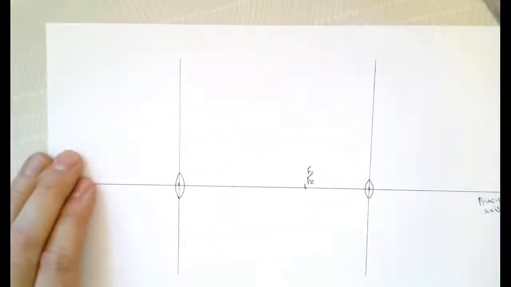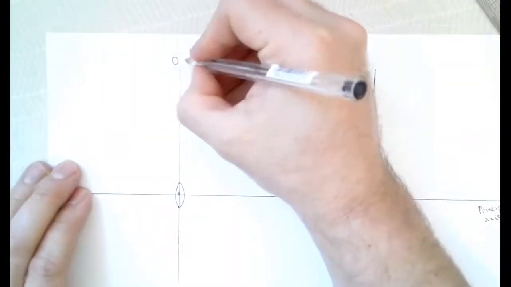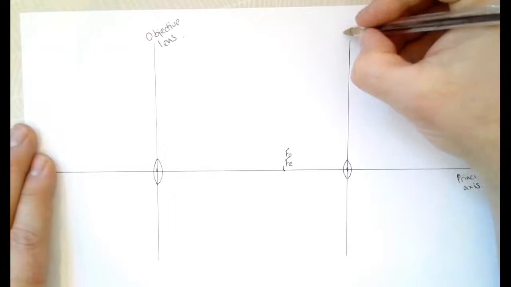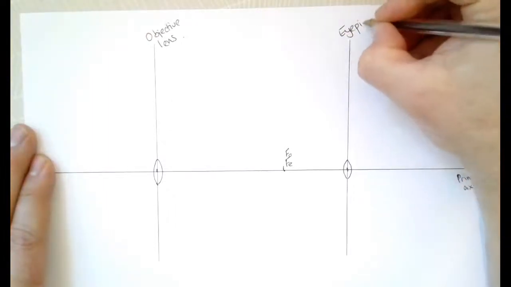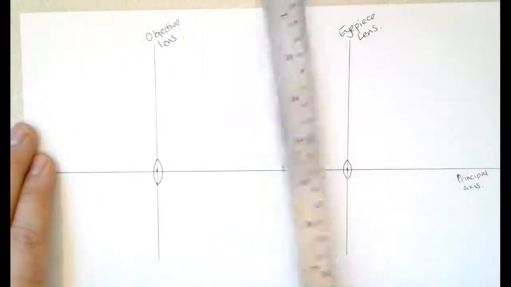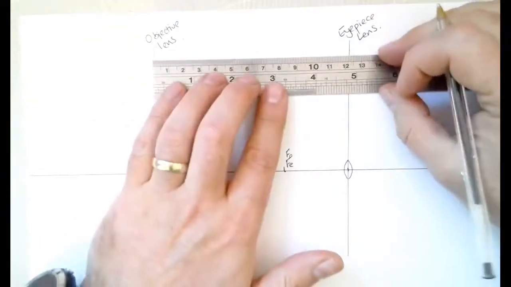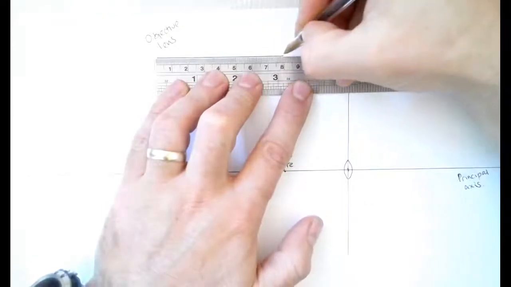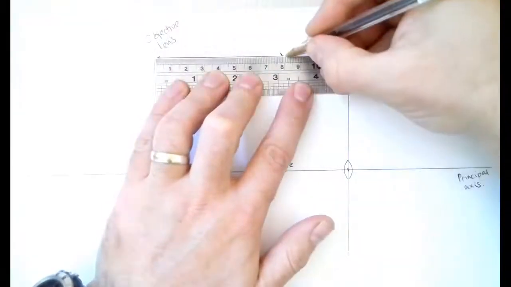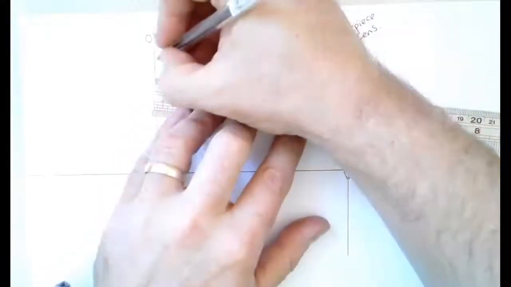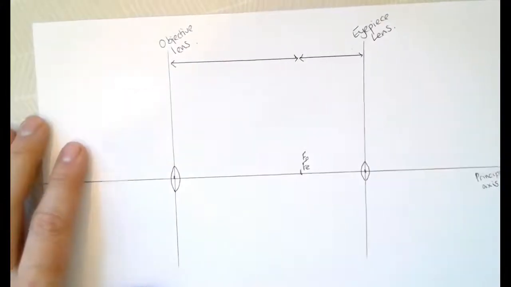So I'm going to label this first lens as the objective lens, and this one over here is the eyepiece lens, and I will draw arrows just to show the focal length of each lens. So from here to 8 centimeters, and from here to there, that's our 4 centimeters. Just going to adjust the exposure slightly.